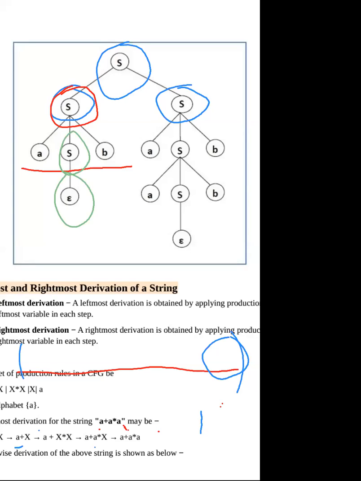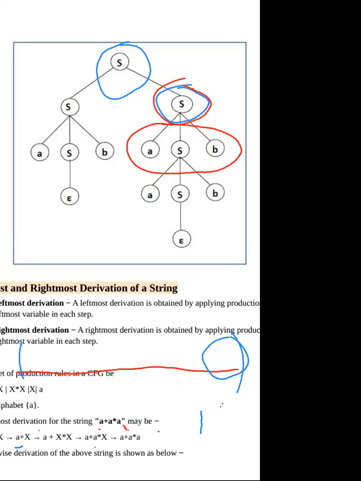What was the fourth step? The fourth step made this S replaced by ASB. Then the fifth step was this S, replaced again by ASB. So look at your copy, I think you can map it. Lastly, this S.